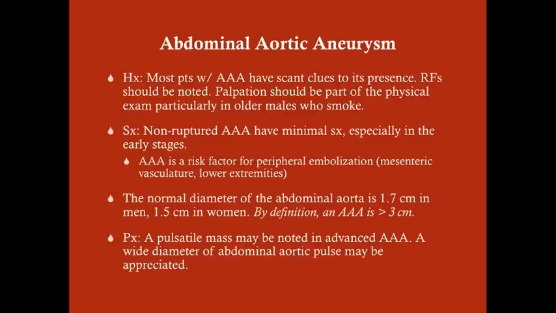And so basically what I want you to get from this is that there are very few symptoms that come from the abdominal aortic aneurysm when it's in its early stages, but what you really need to be cued in on is the risk factors as well as the fact that AAA can result in the peripheral emboli that can cause those vascular diseases, those ischemic diseases that I touched on in some of the other sections.